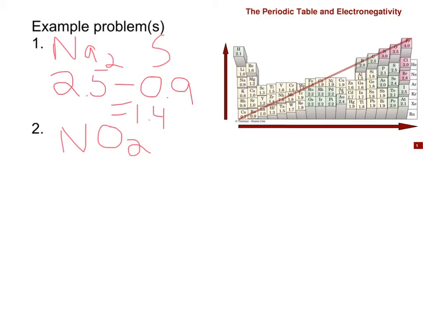The next one here is nitrogen and oxygen. So there's nitrogen, there's oxygen. And by the way, it doesn't matter if there are any subscripts. We're just going to use the electronegativity for the element. So 3.5 is the number for oxygen, minus 3, which is the number for nitrogen.